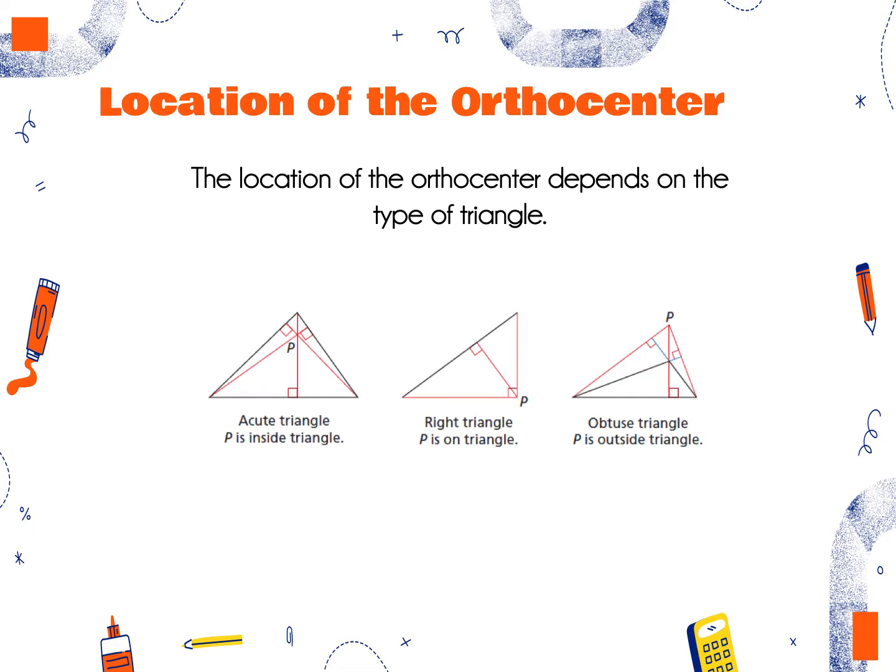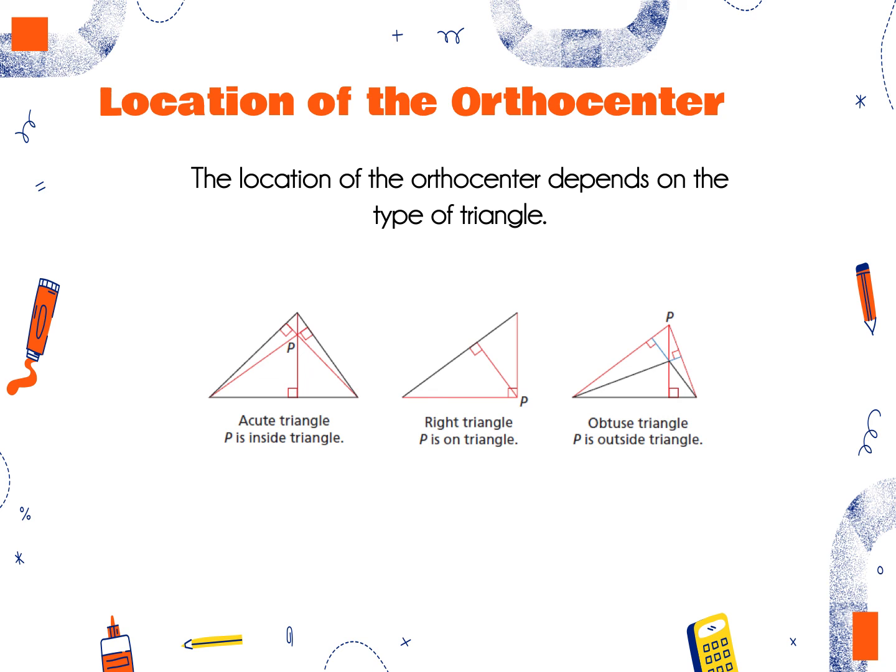Right. The next slide is just again showing you the location of the orthocenter, and that all depends on the type of triangle. It's the same as the perpendicular bisectors. When it's acute, it's inside, and when it's right, it's on it, and when it's obtuse, it's outside of it. All of the red lines in this picture are altitudes.